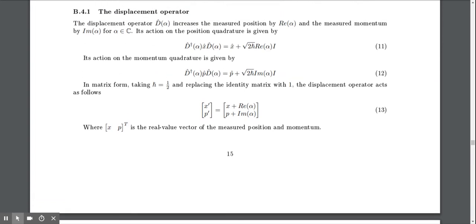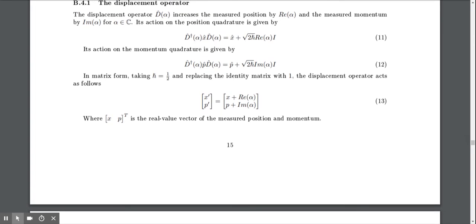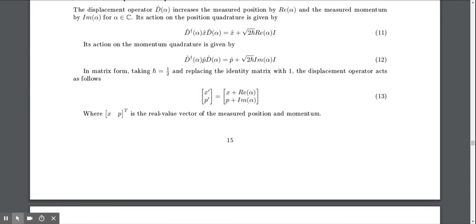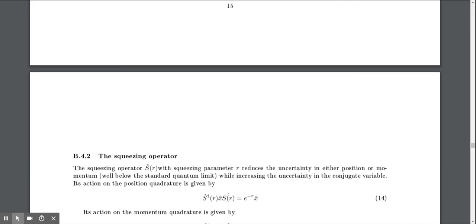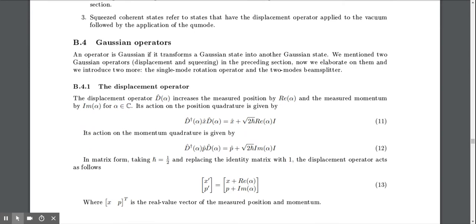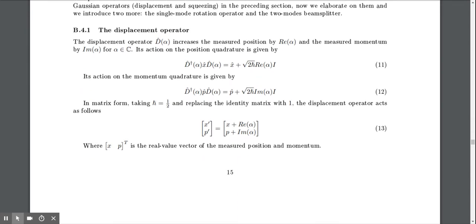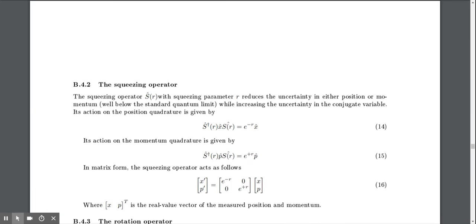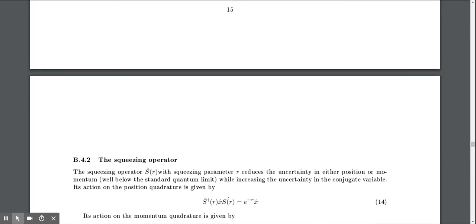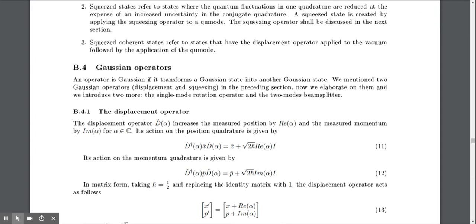Okay, so yeah, displacement. It adds the real component of your complex number to the position and the imaginary component to the momentum. But I don't know how this is increasing the uncertainty in one place and decreasing it in the other. The squeezing operator, oh no, that was the squeezing operator, sorry. The displacement actually minimizes the uncertainty, okay. At least that's what I understood here.